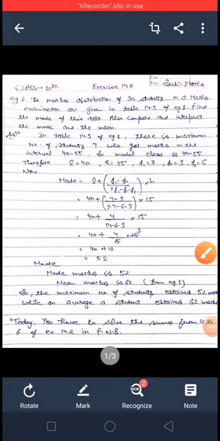Hello friends, this is a lecture of class 10, subject maths, exercise 14.2. Today we will solve our next example of this exercise, that is example 6.